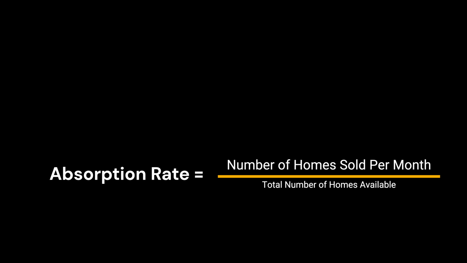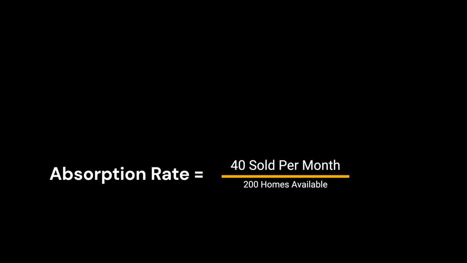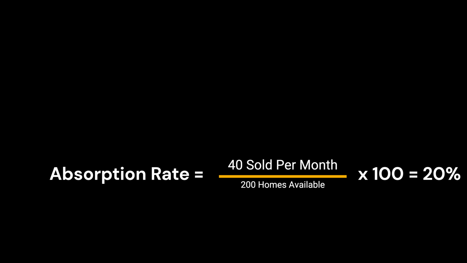So expressing it numerically, as in months, if you have 200 homes on the market and we sell 40 per month on average, it's going to take us 5 months to sell off that whole inventory. That's if no new homes are added. Or that could be expressed as 20%. 20% of homes sell each month. So that gives us a good indication as to how fast the market is moving.